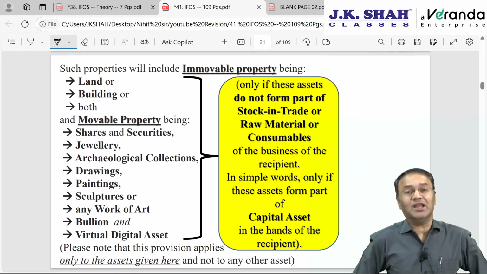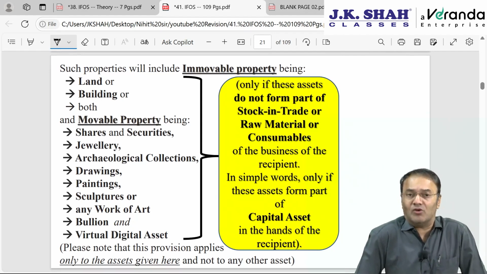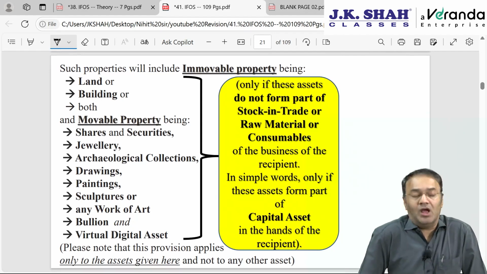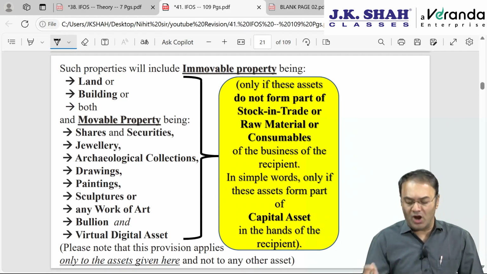Once a question came in the exam at Inter CA level: a motor car worth 10 lakh is received for 6 lakhs. Answer: the differential 4 lakh will not be taxable because a motor car is not one of the assets covered here. That 4 lakh will go untaxed.